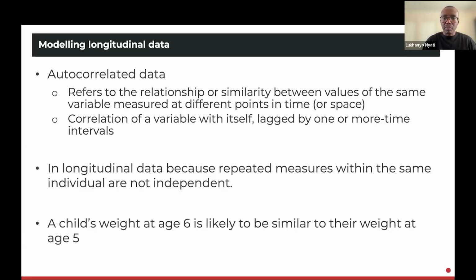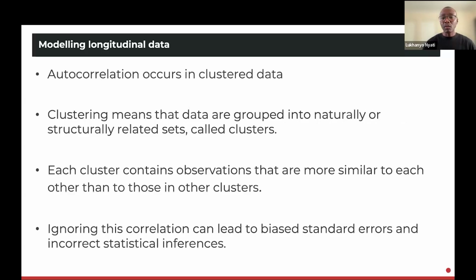Children who are starting off small are likely to continue on that trajectory, and children who are starting off large are likely to continue on that trajectory, such that if you correlate in a data set weight at 6 versus weight at 5, there is a strong correlation between those two variables, meaning there's a strong linear relationship between them. Now, this issue of autocorrelation occurs in the context of clustered data.